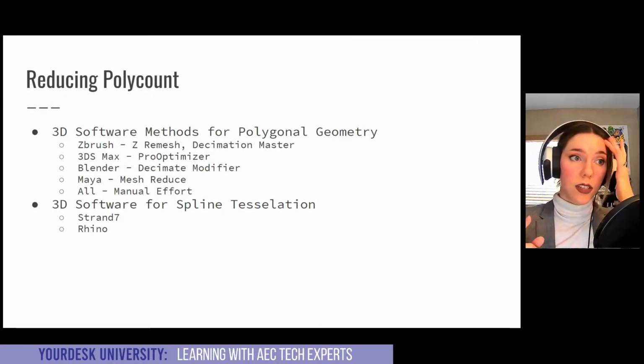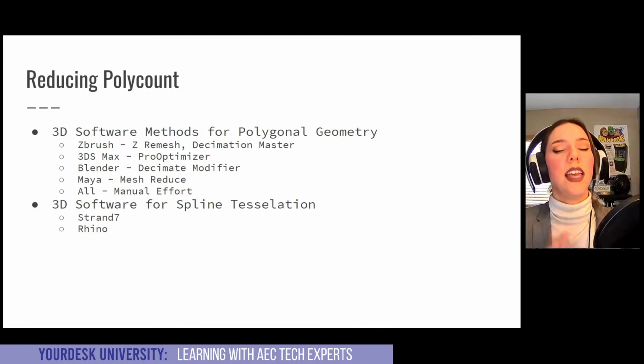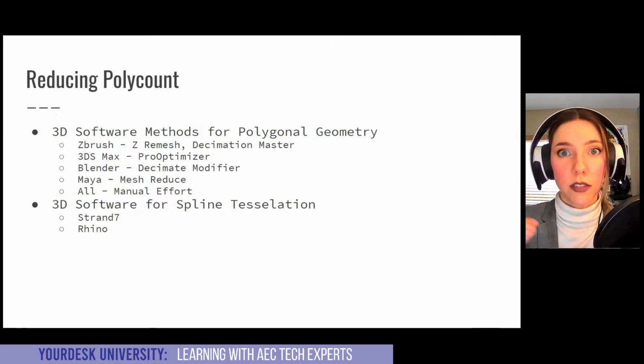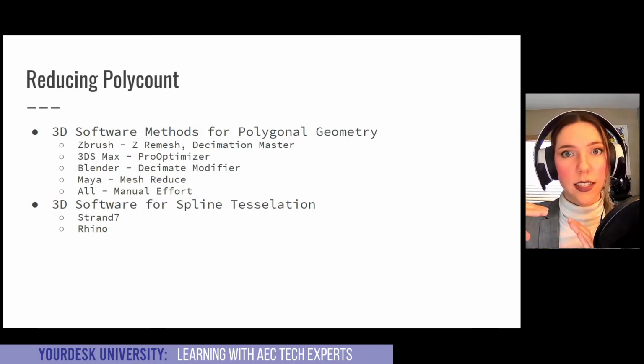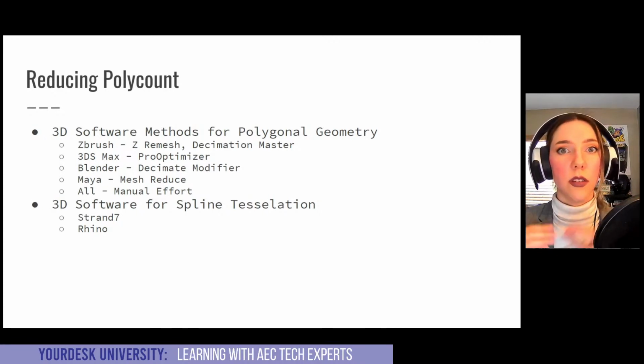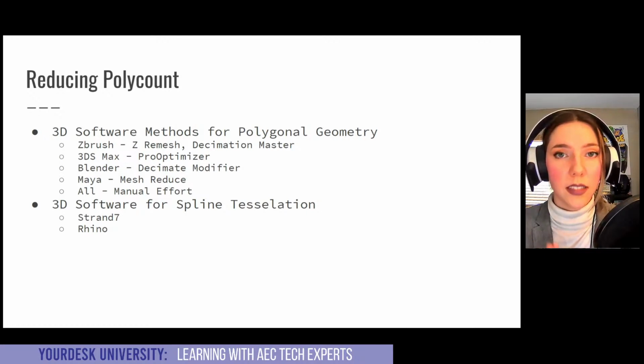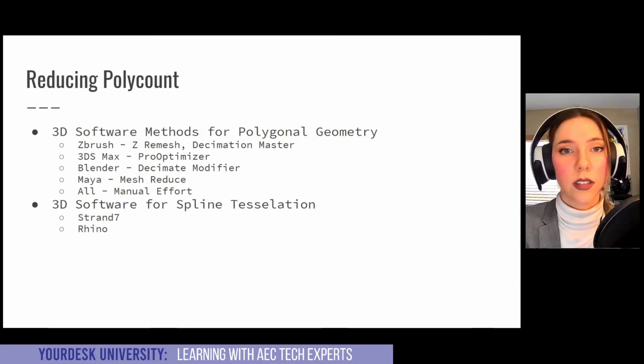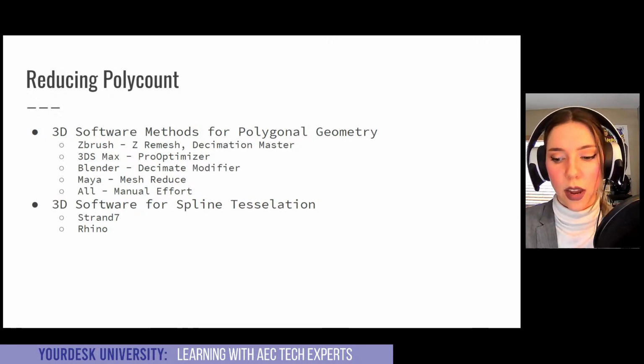So Tim had mentioned reducing poly count, and there are two major things that we do. We either have polygonal geometry already, so that's going to be your lines, your faces, your vertices that can be seen in a real-time engine, and then you've got your splines, your non-uniform rational B-splines, your NURBs, and those are going to be your math-based things in your programs like Navisworks and Revit and Rhino and things like that.